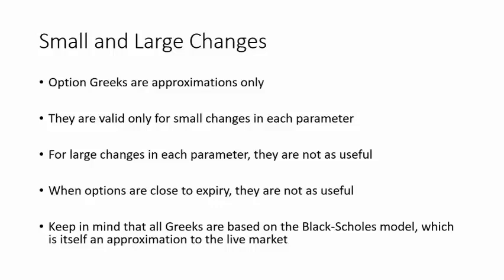One reason for this is that, for those of you who have a mathematical background, a lot of these calculations are derivatives, right? So we're taking the derivative of a function, and the derivative changes depending on where you are, right? So the derivative's only valid for small changes. If you've ever done math or calculus, then you'll know what I'm talking about. If you haven't, that's okay. But basically, what to take away from this is that the Greeks are only going to be valid for small changes in each parameter. So there's a couple of times where you shouldn't use them.